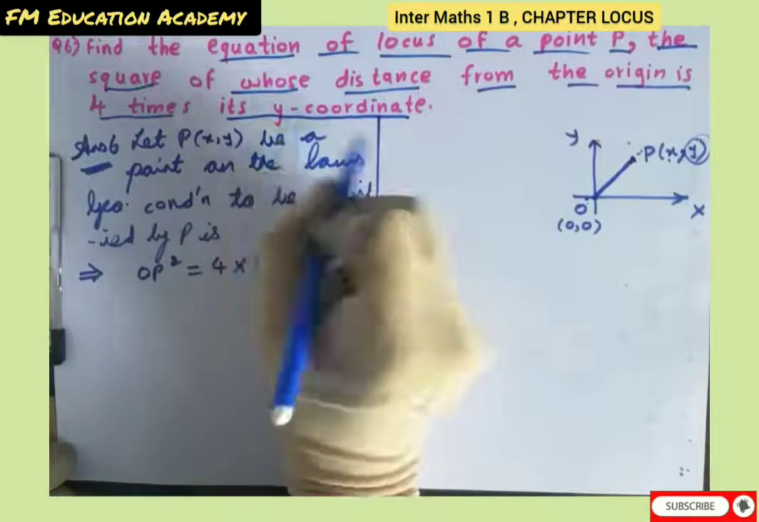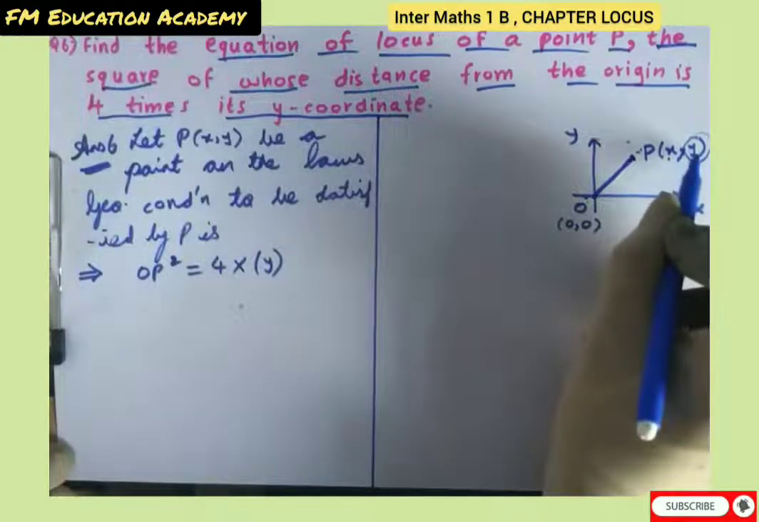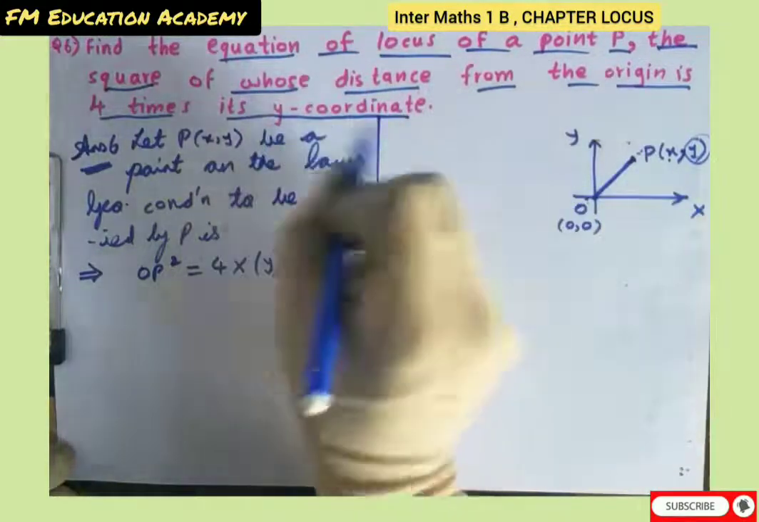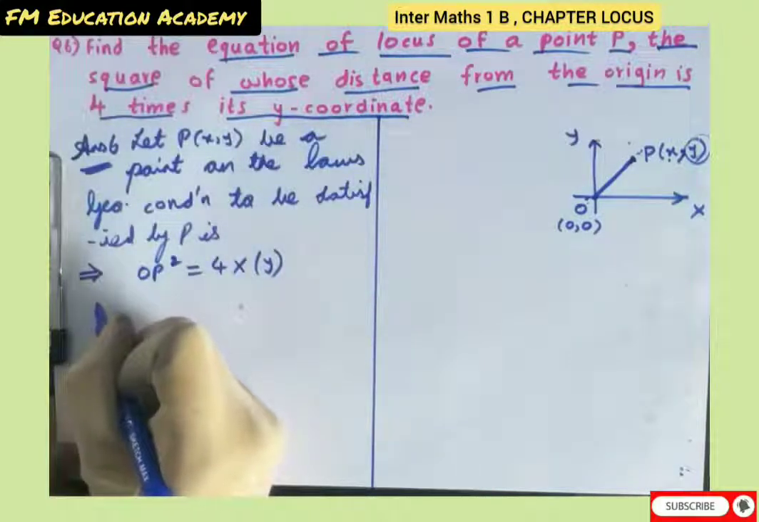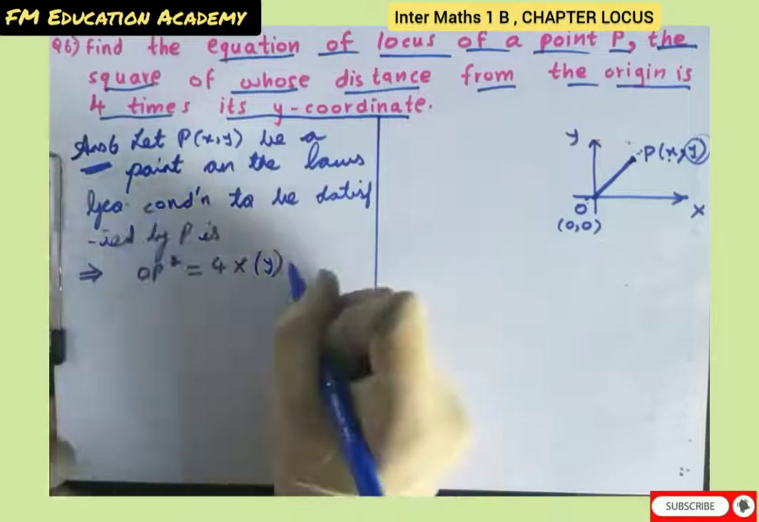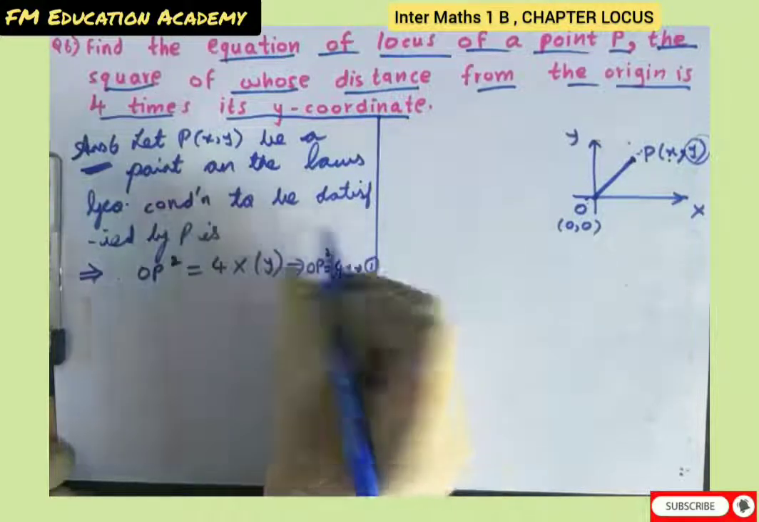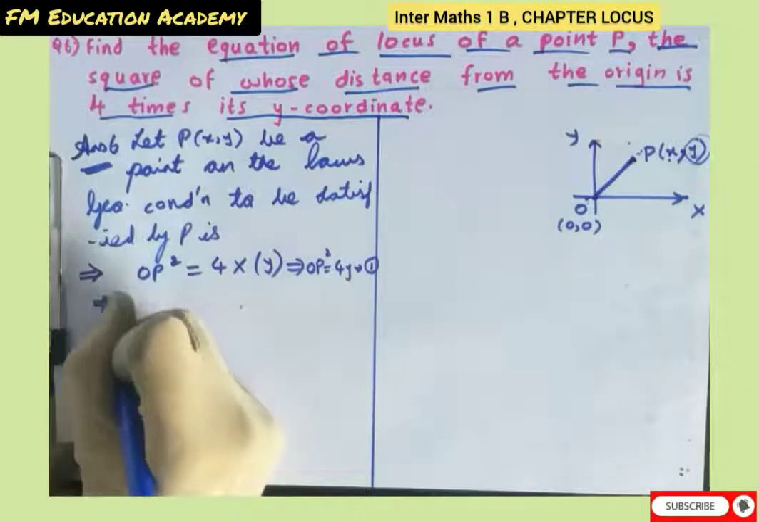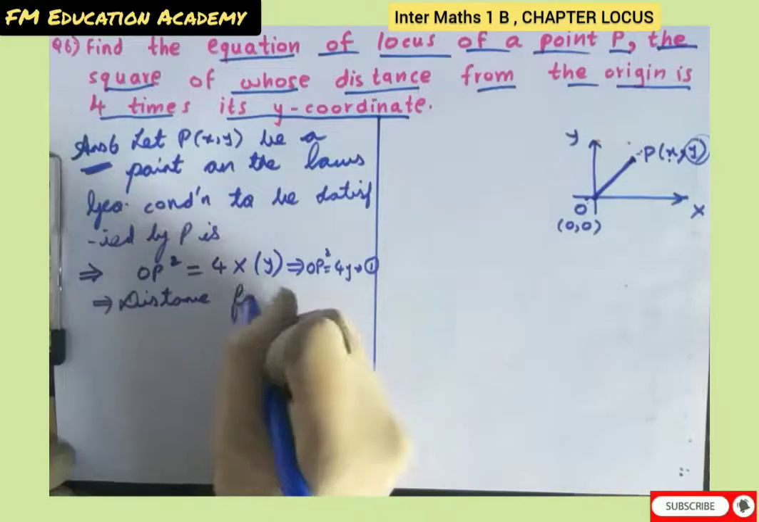Be very careful here. It is not telling y axis. It is telling y coordinate. Y axis means it would have been x. But here it is telling y coordinate. So OP square is equals to 4y. This is our condition. Let this be equation 1. Now what we can do? Use the distance formula. What is our distance formula?